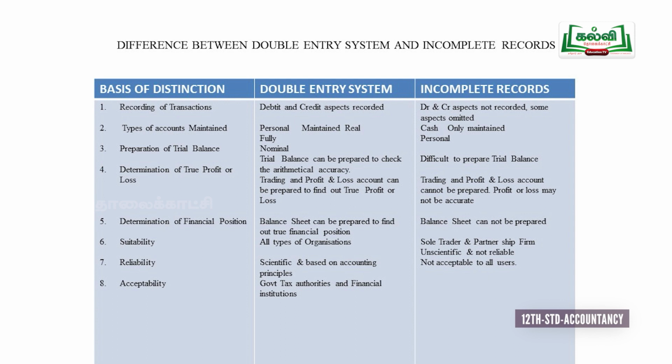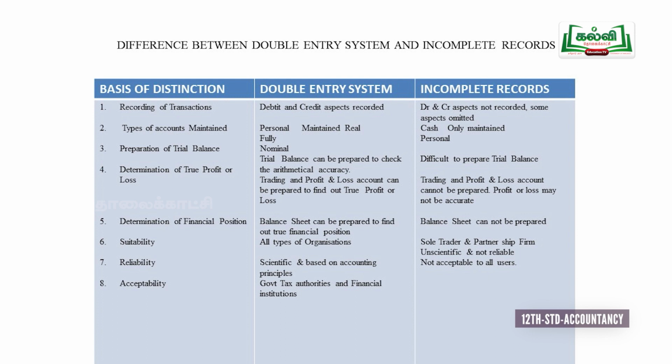Then next we pass on to the third point, preparation of trial balance. A trial balance must be prepared in case of a double entry system to check the arithmetical accuracy. If there is any arithmetical error, it can be easily identified in case of a double entry system. But in case of incomplete records, due to partial recording of some of the transactions and complete omission of some of the transactions, there is no possibility of preparing a trial balance.